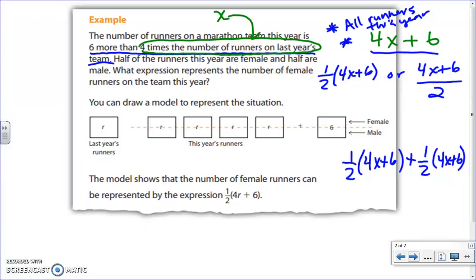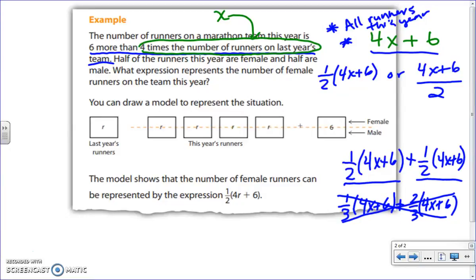Okay, well, this question actually could ask you what expression represents the number of female runners, or it could say the number of male runners on the team this year, because in this case, because it's exactly half, it doesn't matter whether we're talking about the males or the females, there's the same number of each. If there was 1/3 of the team males, then that would make 2/3 of the team females. So we would say 1/3 would be males and 2/3 would be females, because that would also make a whole. But it doesn't say that. It just says half and half. So I know that one side represents the males, one side represents the females.